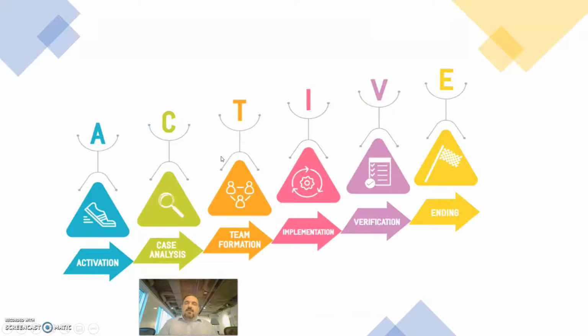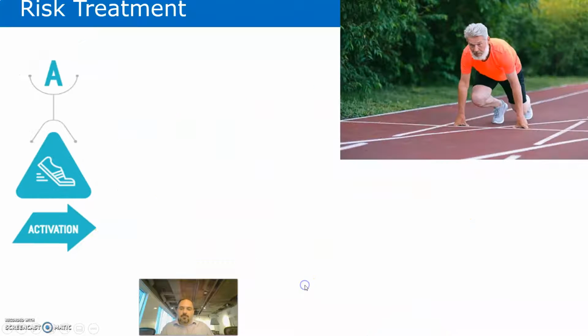But the next stage: now we have identified the risk, analyzed the risk. What is the next step? What are we supposed to do? I think this is the most missing component in risk management in the nonprofit sector. And so we developed this 6-step tool, ACTIVE: A-C-T-I-V-E, activation, case analysis, team formation, implementation, verification, and ending and evaluation. So E stands for ending and evaluation.